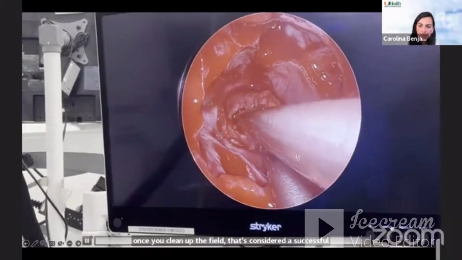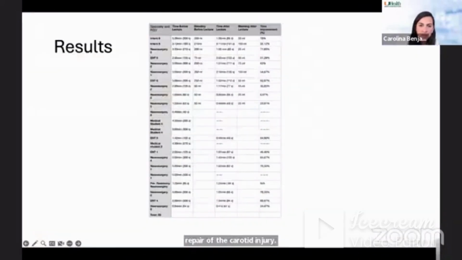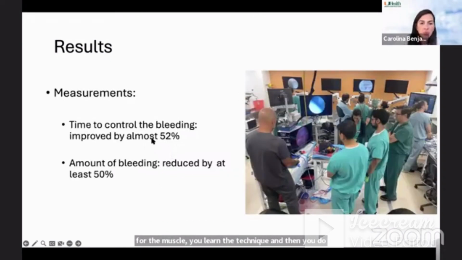So this is, I think, a very useful training model. We timed them, and you do this twice. Once initially, and then you hear about what the technique should be in terms of hovering and switching it out for the muscle. You learn the technique, and then you do it again. What we found is that the time to control the bleeding improved by almost 50%, and the amount of bleeding reduced by about 50%.